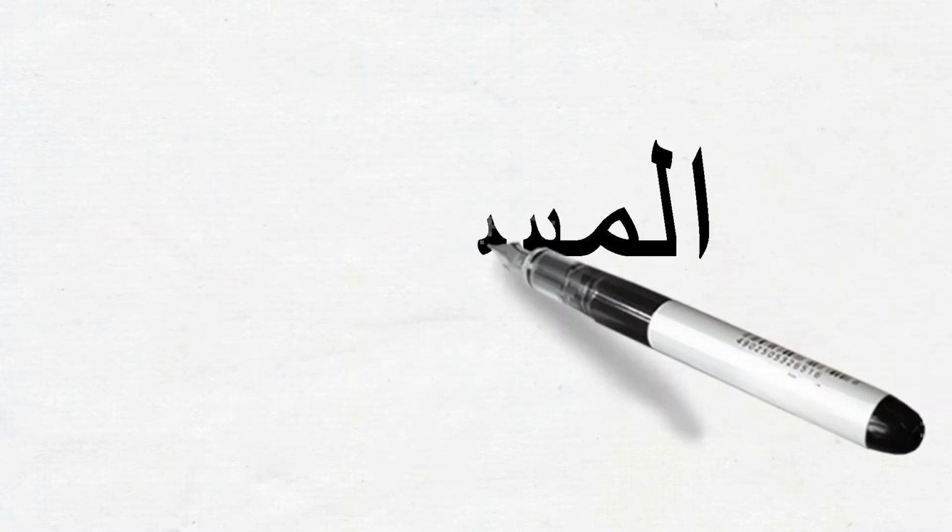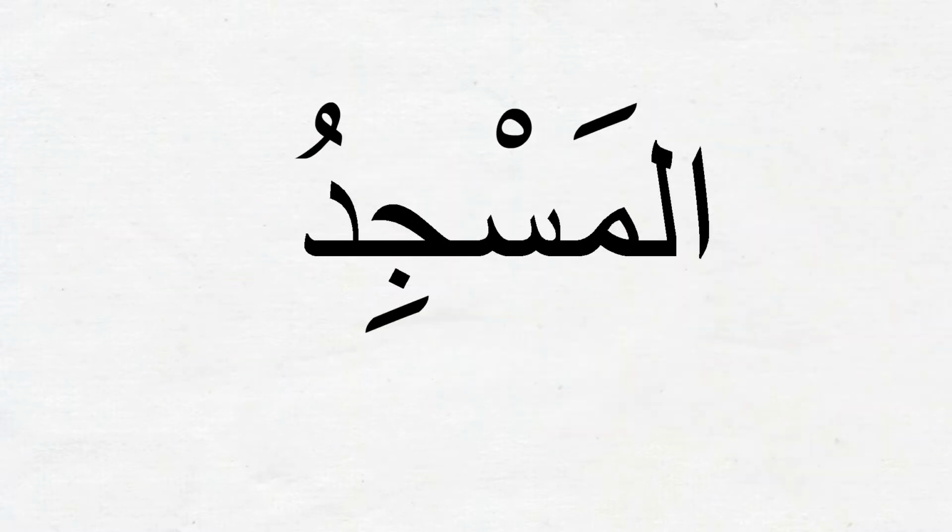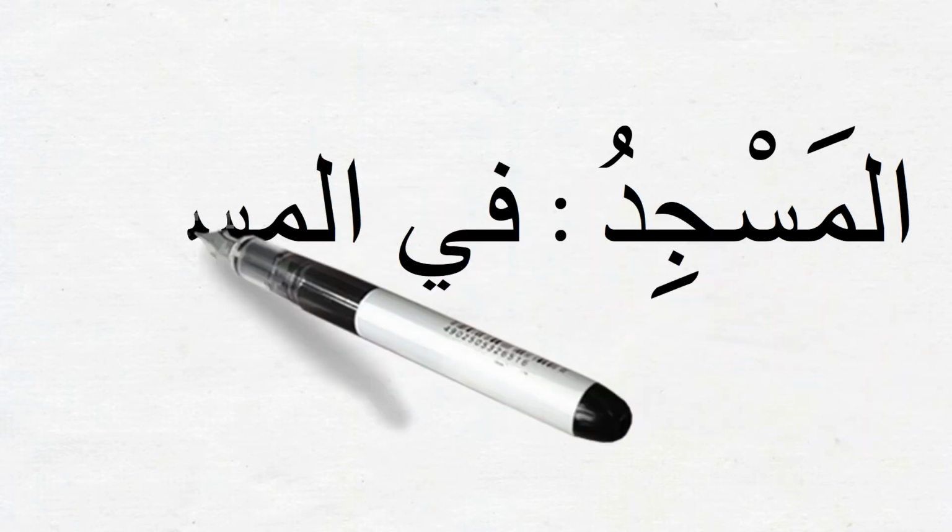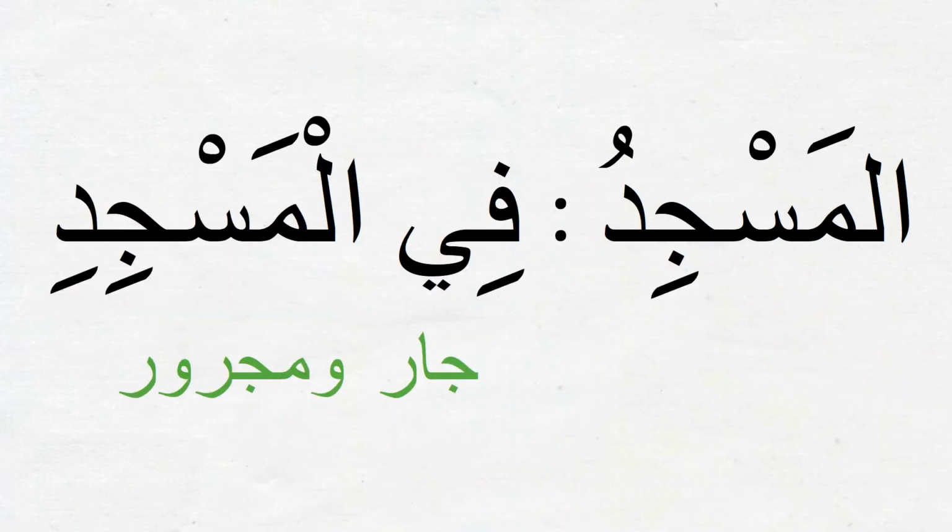In the next example, we have al-masjidu, the masjid. And to say in the masjid, we add fi before it and we've got another jar wa majroor phrase, which we read as fil masjidi. Fi is harf jar and al-masjidi is ism majroor.